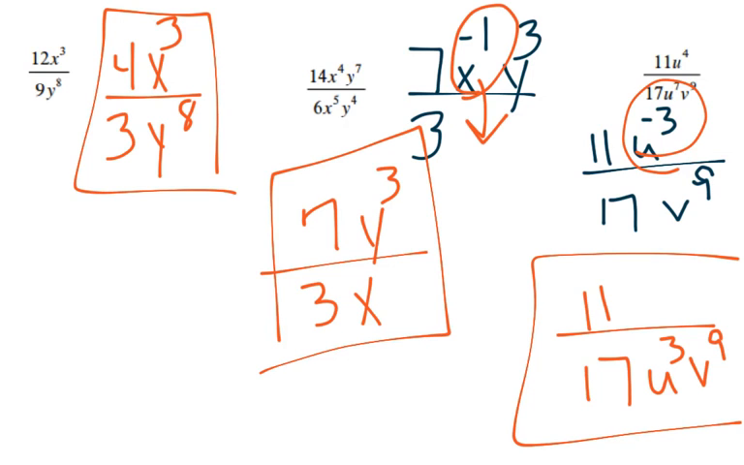You only move something that has a negative exponent. If for some reason you have a negative coefficient, a negative at the front of the problem, that's okay and does not need to be moved.